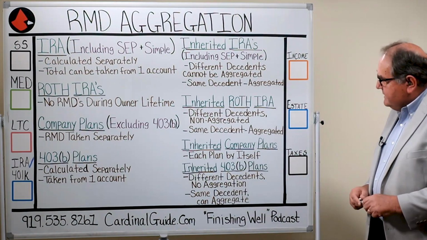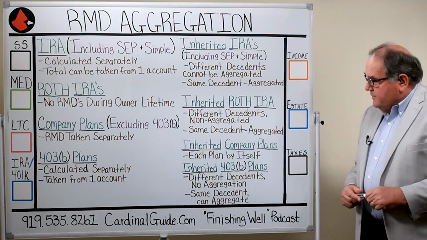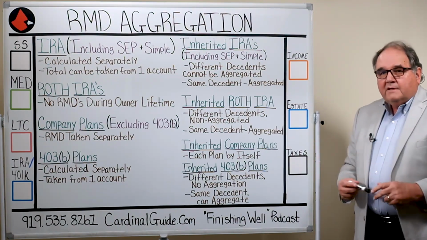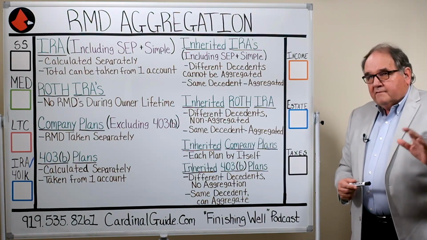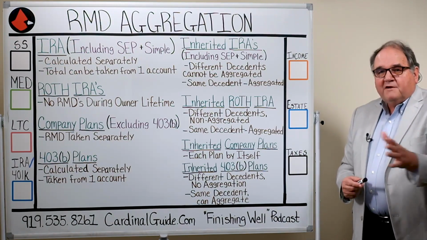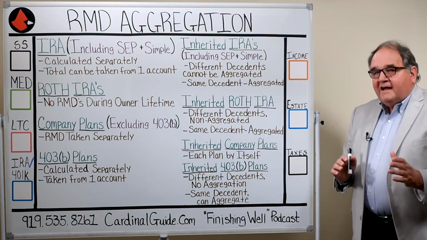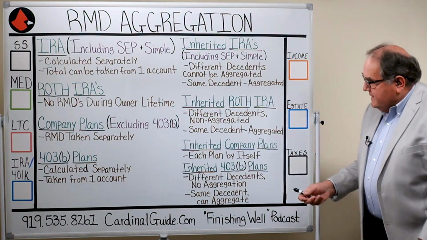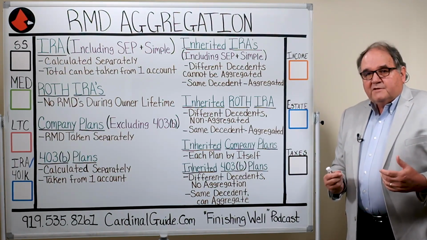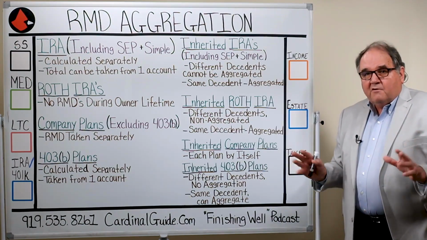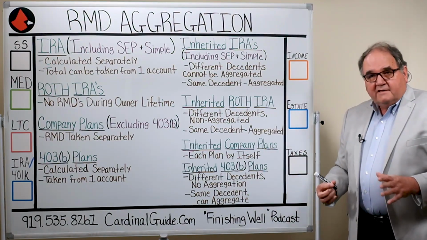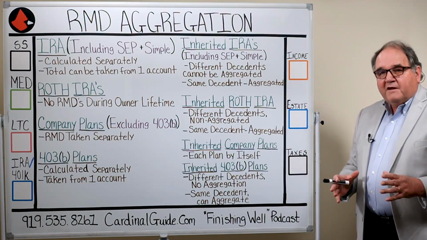The inherited company plans. So let's say that your father left the lady like 3 401ks. He worked 3 different places, left the money there all along, had her as the beneficiary, and she now, each plan has to do their minimum distribution, their RMD, separately. There's no aggregation when it comes to 401ks. And then for 403b plans, different rules. You can aggregate those as a beneficiary.